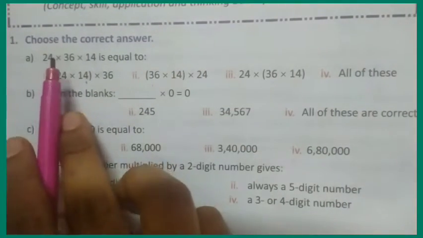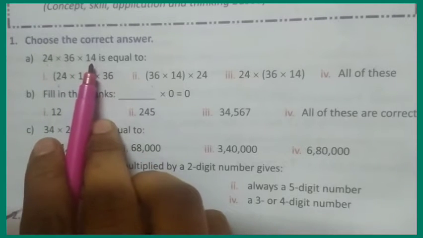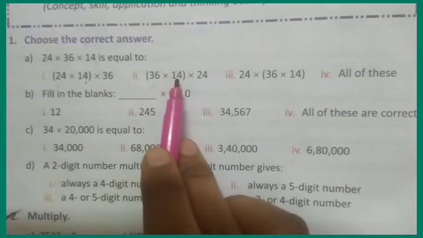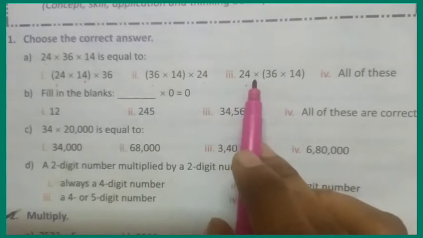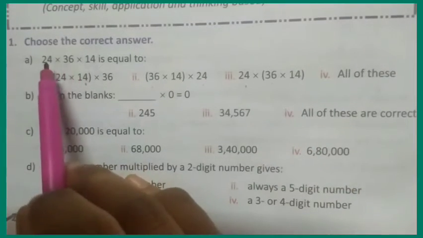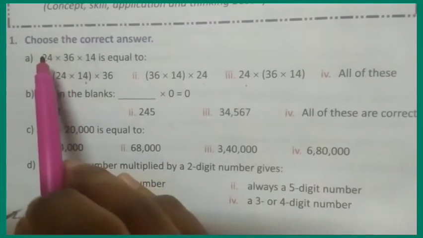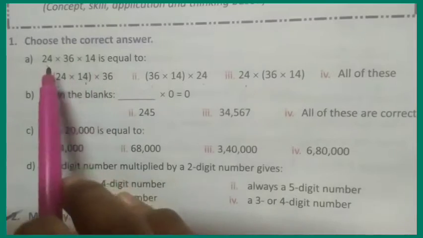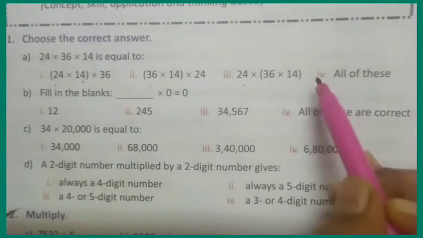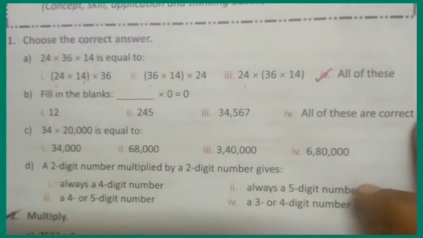A question, 24 into 36 into 14 is equal to 24 into 14 into 36, 36 into 14 into 24. When three or more numbers are multiplied in any order, their answer will be the same. So these all are correct. So all of this is the answer.